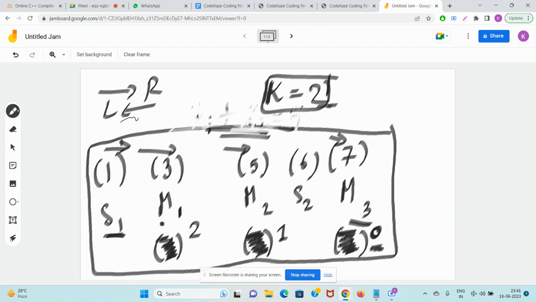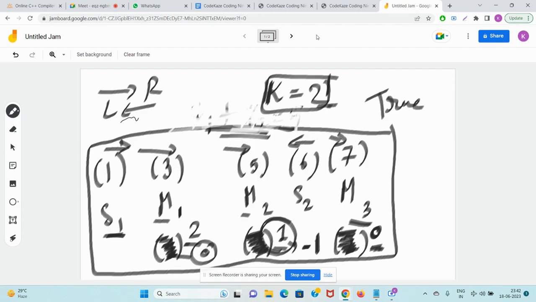Now, guys, this M1 is having strength 2. M2 is having strength 1. Now if you use the S2 soldier and hit an arrow in the left direction, this strength of 1 will be decreased by 2. It will become 1 minus 2, minus 1, and this will also be decreased by 2. It will become 2 minus 2, 0. So the strength is 0 here, and here it is minus 1. All the monsters are dead. Hence the answer to this question is true.